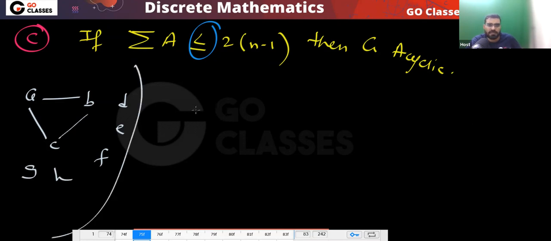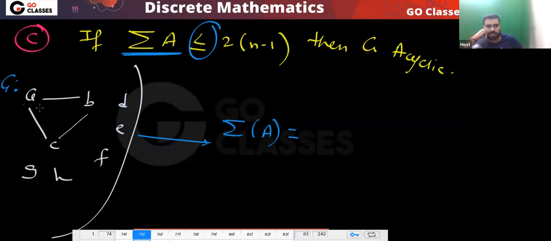Now you can easily see, for this graph, what will be the summation of A? What will be the summation of all the entries? So you can check it out. I think it will be 6. It will be 6. Okay, you can check it out.